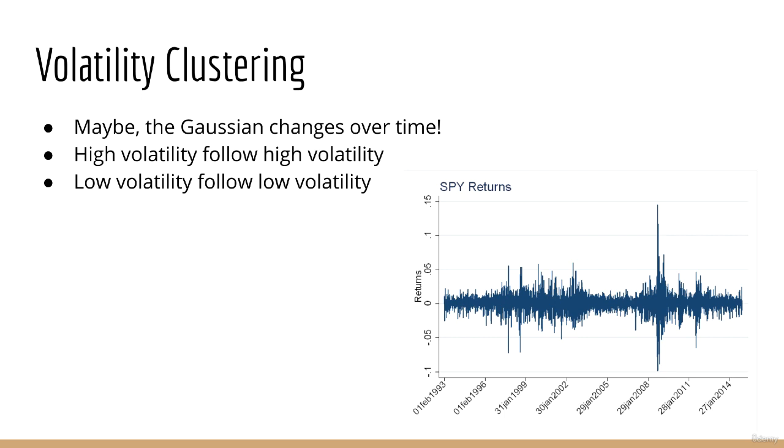So what is volatility clustering? Volatility clustering is the phenomenon we observe in stock returns, where high volatility returns are clustered near other high volatility returns. And similarly, low volatility returns are clustered near other low volatility returns. That is to say, if we've been seeing high volatility recently, it suggests that we will continue to see high volatility. If we've been seeing low volatility recently, it suggests that we will continue to see low volatility.